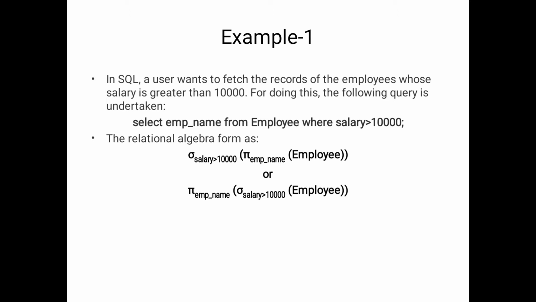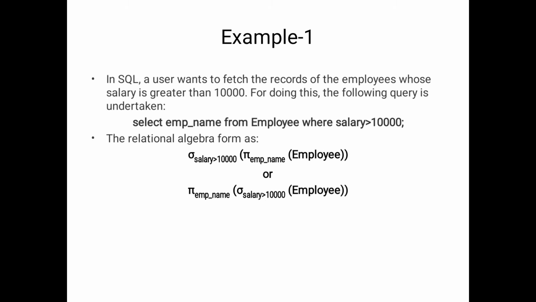For that, we write the relational algebra expressions, because at the time of execution our queries are converted into relational algebra expressions with the help of the parser and translator. Here these two are equivalent. In the first relational algebra expression, we first write the selection, salary greater than 10,000. After that, we use the projection on employee name.